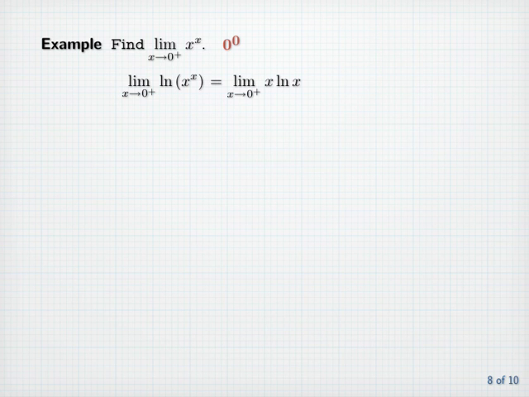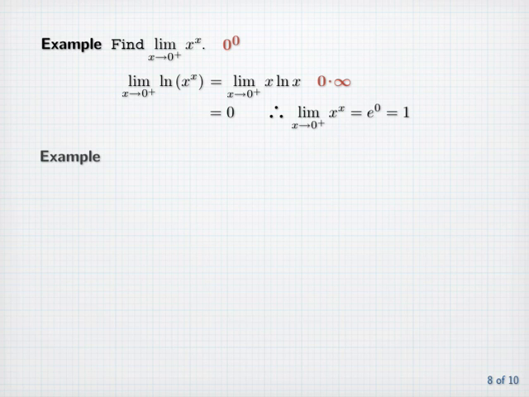Now let's look at a couple more examples of exponential indeterminate forms. Let's find the limit as x approaches 0 from the right of x to the x power. Now this is clearly a 0 to the 0 form, so let's look at the limit as x approaches 0 from the right of the natural log of x to the x. This equals the limit as x approaches 0 from the right of x times natural log of x. Now here let's just recall that this 0 times infinity form turns out to be 0 in this case. And so, since the limit of the natural log of x to the x is equal to 0, the limit of x to the x is equal to e to the 0, or 1.